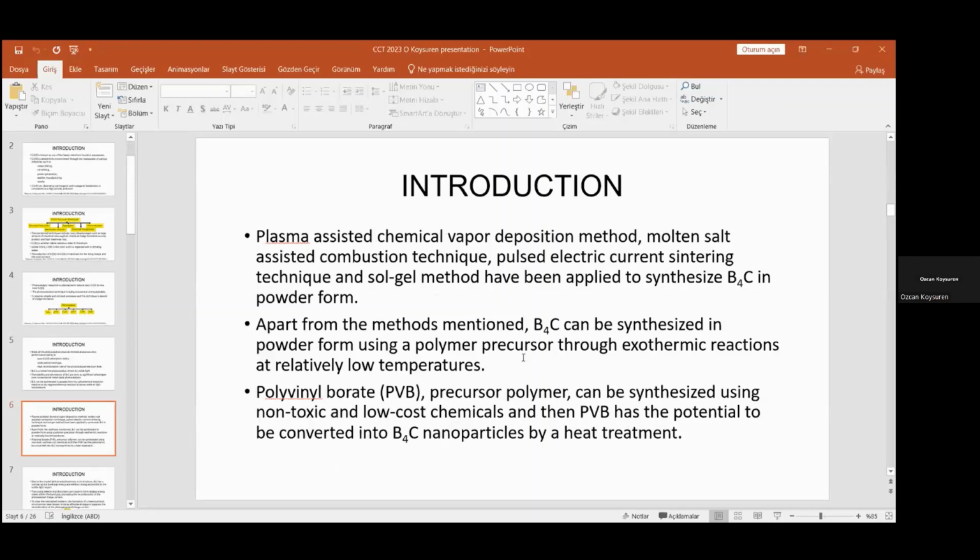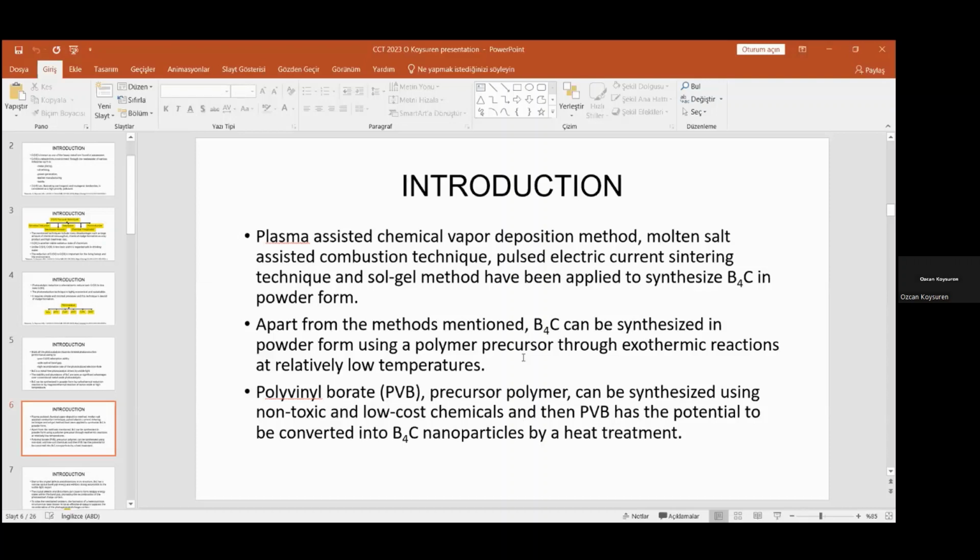There are also additional techniques like plasma-assisted chemical vapor deposition, molten salt combustion technique, and also sol-gel techniques. We have utilized the sol-gel method to synthesize boron carbide from a polymer precursor. Apart from the methods mentioned, boron carbide can be synthesized in powder form using a polymer precursor. This is a simple process. Again, we need exothermic reactions and high temperatures, but relatively low compared to the previous methods. Nearly 1000 degrees centigrade is enough to convert polymer precursor to boron carbide.